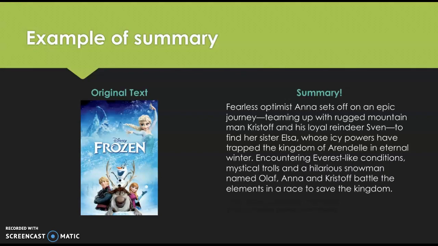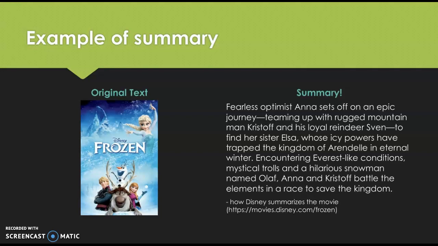Fearless optimist Anna sets off on an epic journey, teaming up with rugged mountain man Kristoff and his loyal reindeer Sven to find her sister Elsa, whose icy powers have trapped the kingdom of Arendelle in eternal winter. Encountering Everest-like conditions, mystical trolls, and a hilarious snowman named Olaf, Anna and Kristoff battle the elements in a race to save the kingdom.